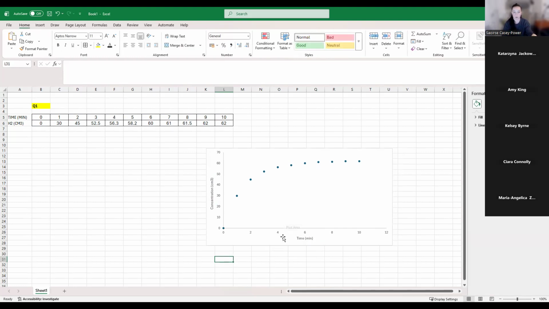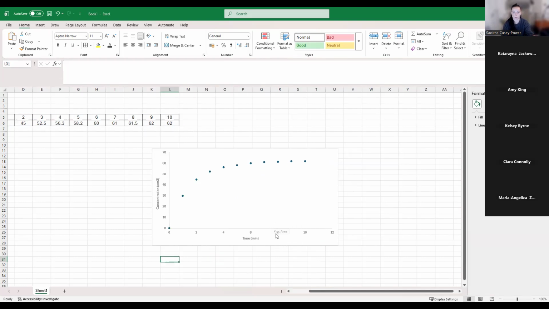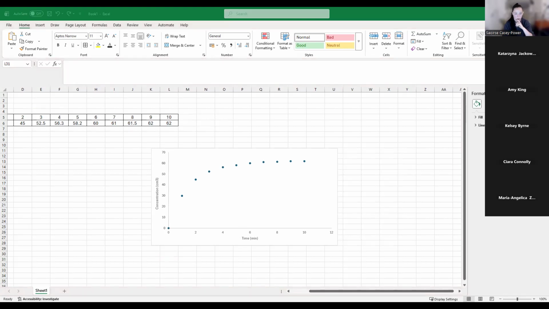Is everyone okay with that so far? Yeah. Perfect. Okay, so I'm just going to remind myself what time the instantaneous rate was, just 2 seconds. Okay, 2 minutes. Can you guys still see the Excel? Yeah, you can still see the graph?